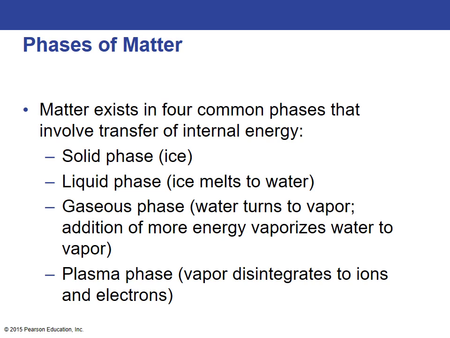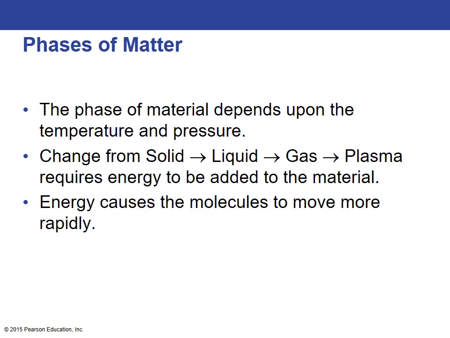If we look at water, water as a solid is what we call ice. Water as a liquid is just liquid water. Water as a gas would be vapor, water vapor. And then a plasma is when a vapor disintegrates into ions and electrons. We'll go into a little bit later on what exactly a plasma is. So matter can be any of these 4 phases, and we'll go over on the upcoming slides what makes matter be one of these phases.